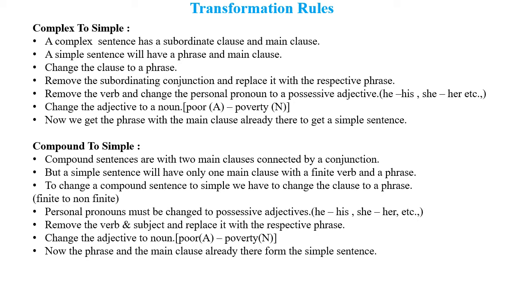Next, compound to simple. Compound sentences have two main clauses connected by a conjunction, but a simple sentence will have only one main clause with a finite verb and a phrase. To change a compound sentence to simple, we have to change the clause to a phrase. First, personal pronouns must be changed into possessive adjectives. Remove the verb and subject and replace it with the respective phrase. Change the adjective to noun. Now, the phrase and the main clause already there will form the simple sentence.